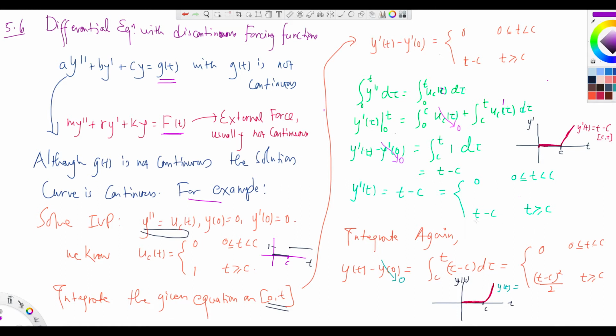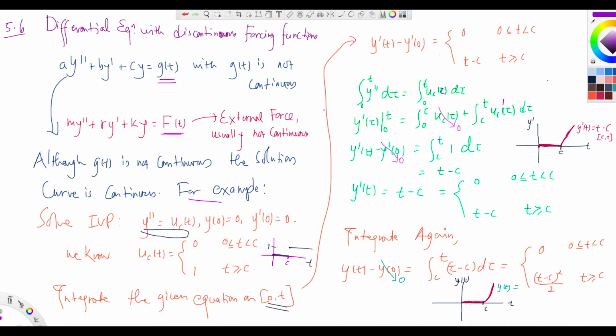So these two are the same thing, right? Okay, if you integrate again, you will get y(t) minus y(0) equals the integral of (τ minus c) dτ, which is the same as 0 for t less than c, and then (t minus c) squared over 2 for t greater than or equal to c. So if you plot this function y(t) equals that thing, this is what you will get.